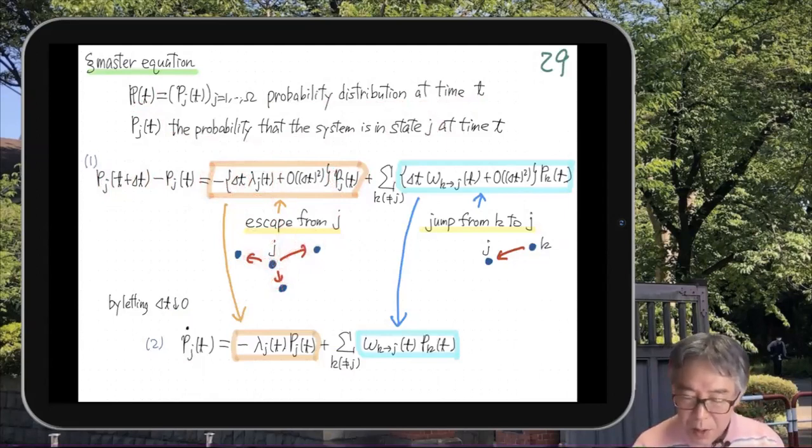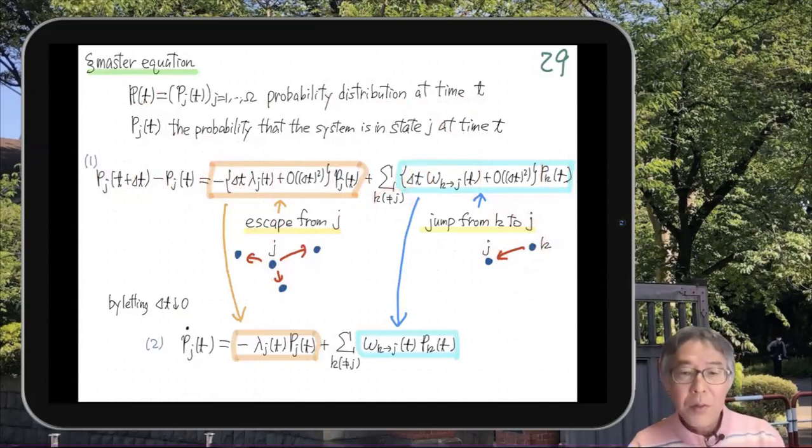And of course, there are processes in which you jump in from somewhere else to j. So you were at time t in a different state k. So this is your probability. Then within this time interval delta t, you jumped from k to j. And the probability of that jump is given by this transition rate from k to j times delta t. Again, a higher order effect. So this describes the effect of a jump from k to j. And of course, there are many different k's, so you have to sum over k.